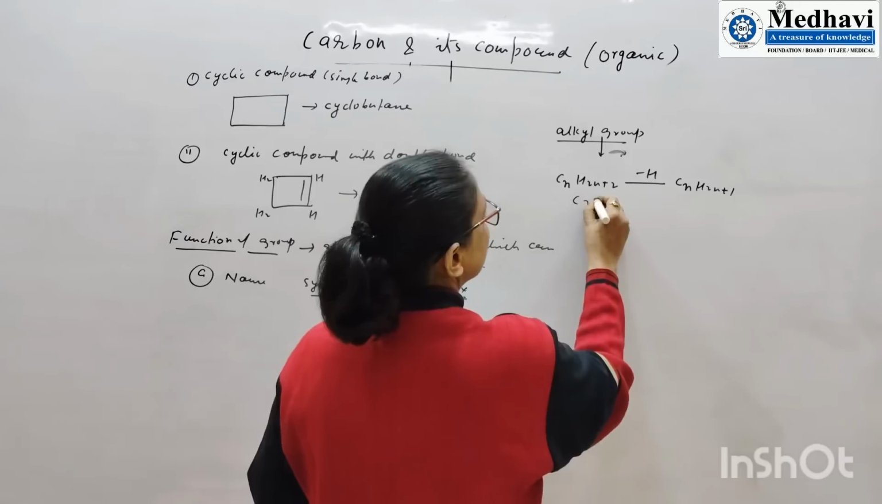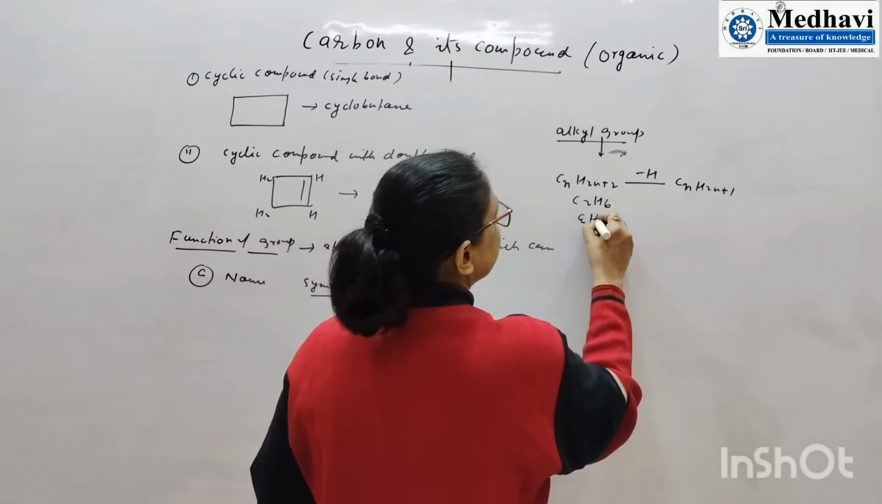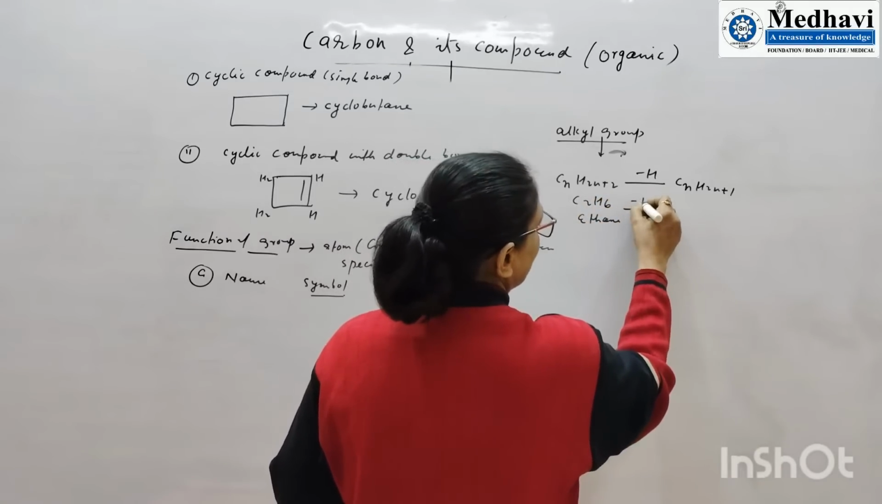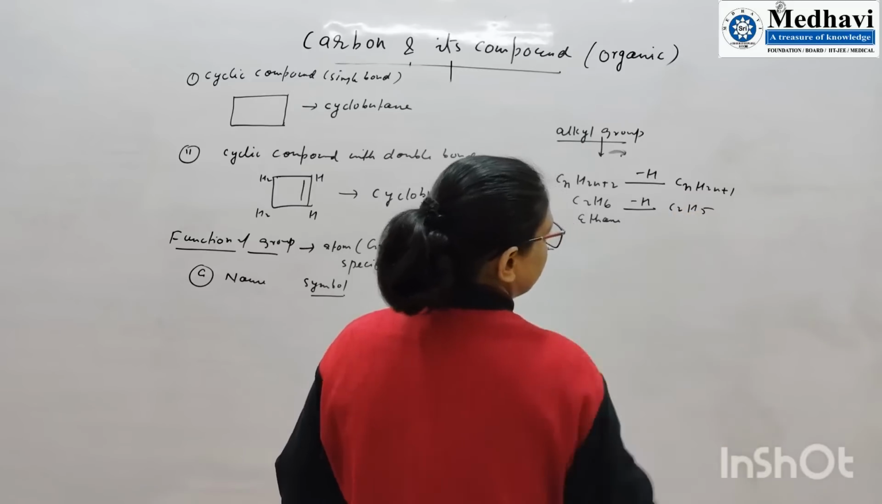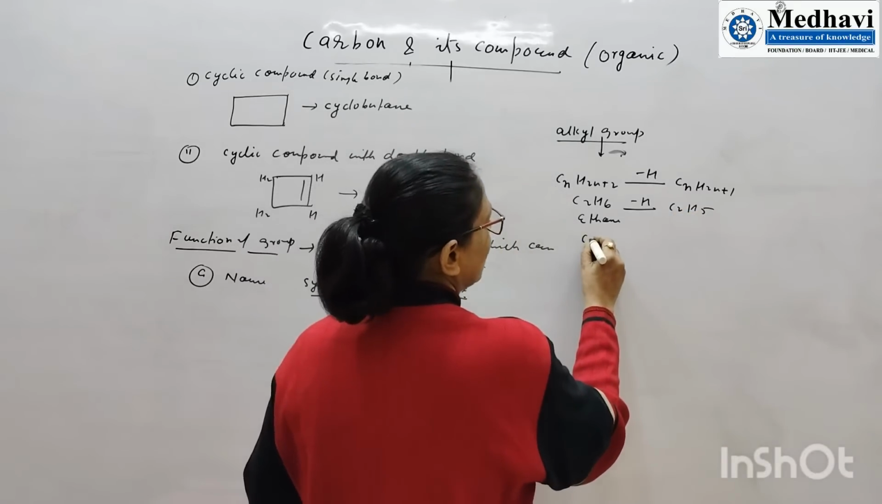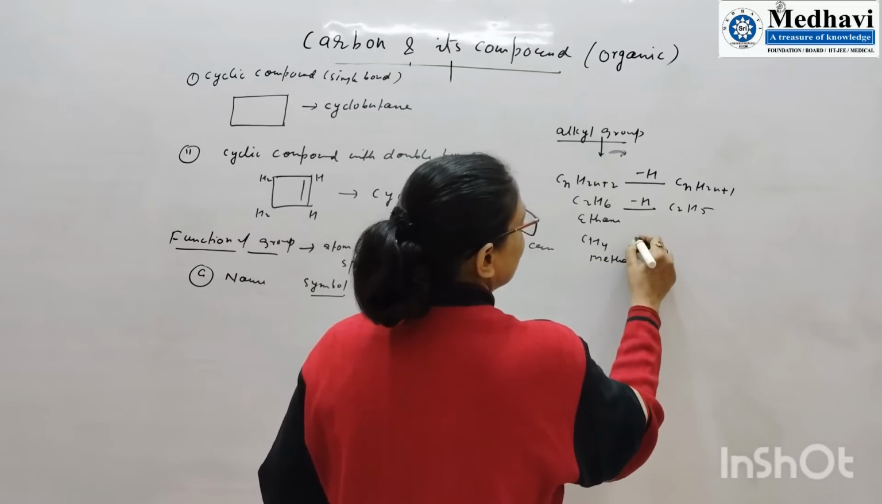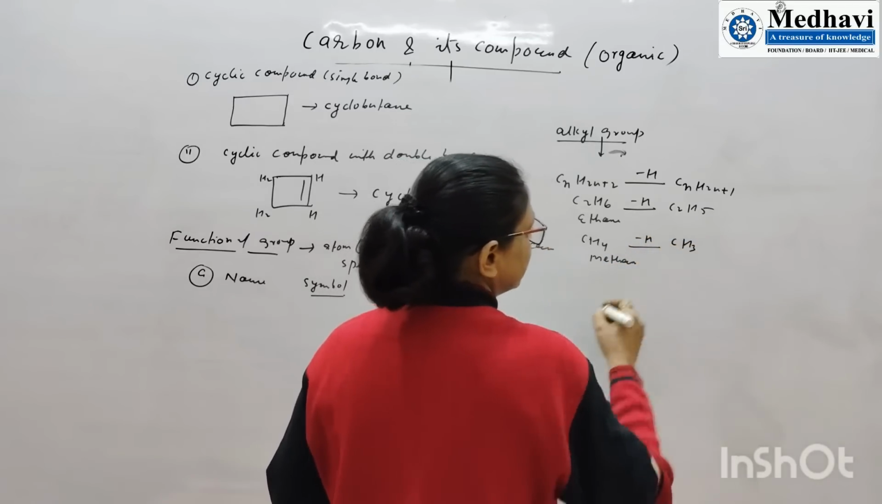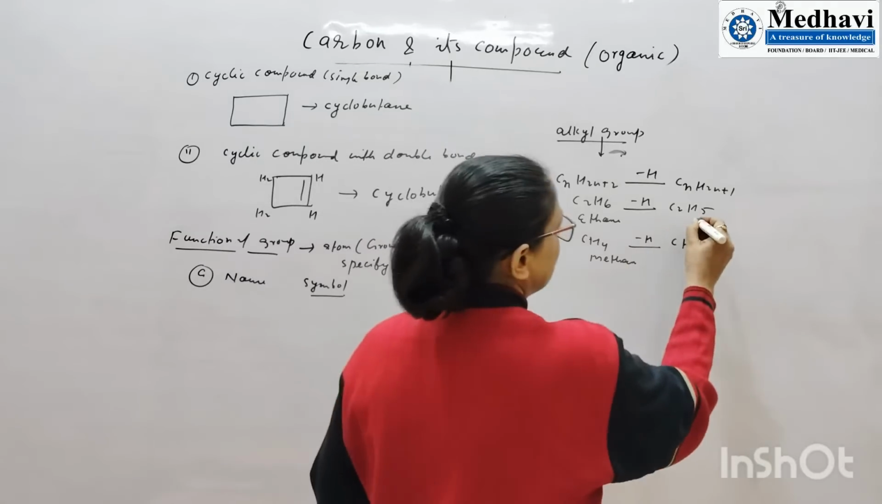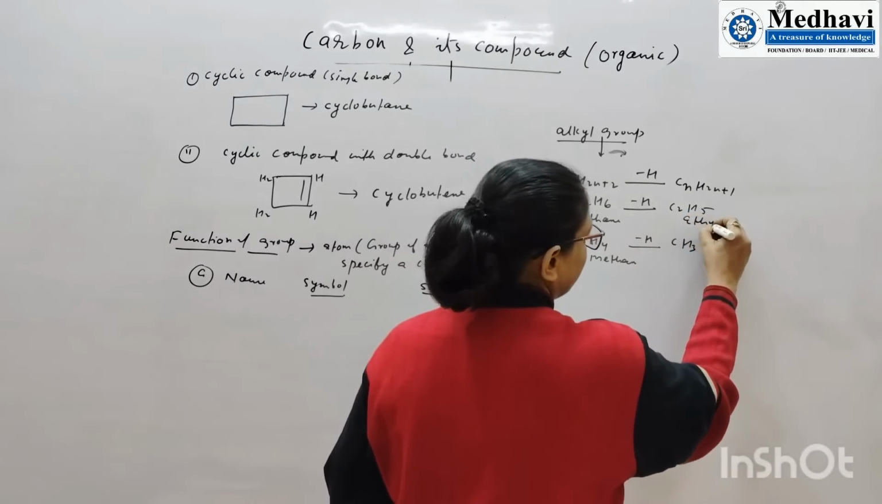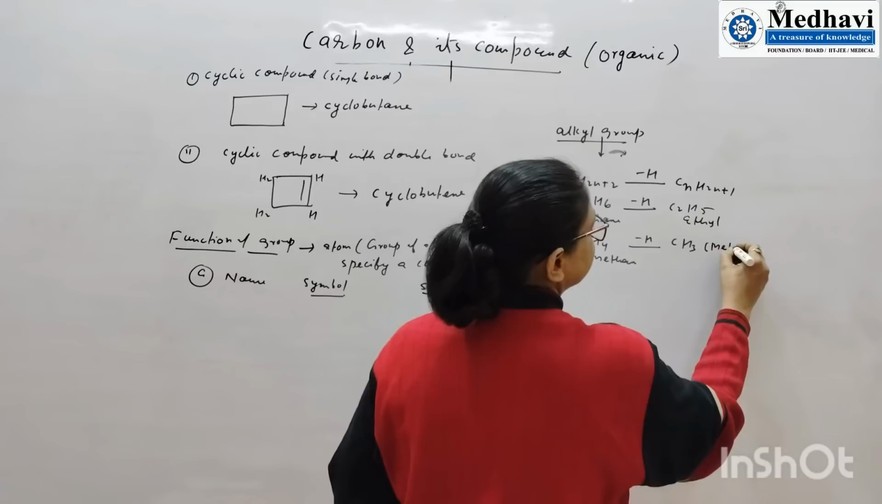Suppose you have written C2H6, it is ethane. If you remove one hydrogen, this is C2H5, this is ethyl. The most common is methane that we will use in nomenclature. If we remove one hydrogen, this is CH3, this is methyl. This is the alkyl group. Here ethyl, here methyl.